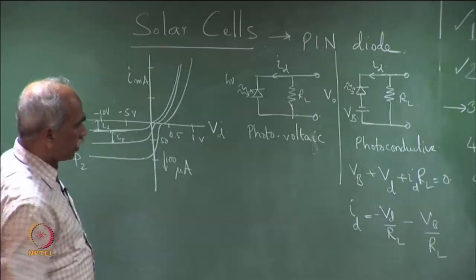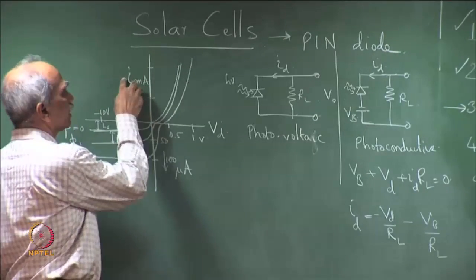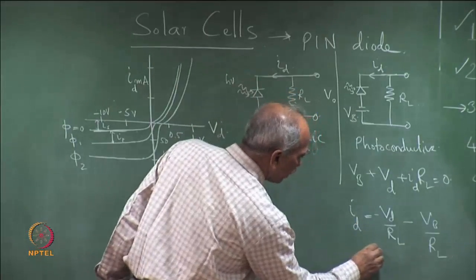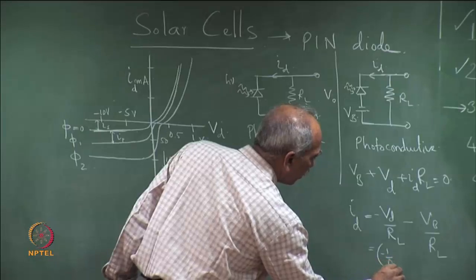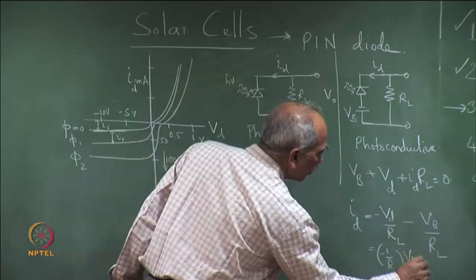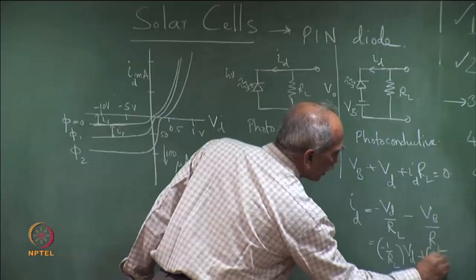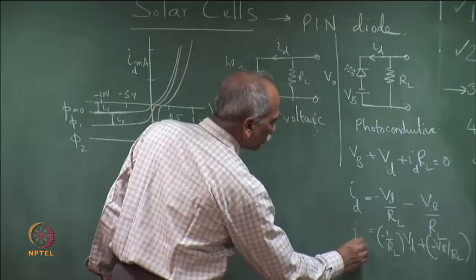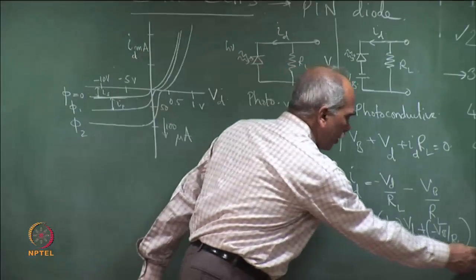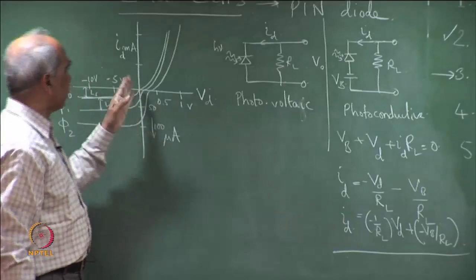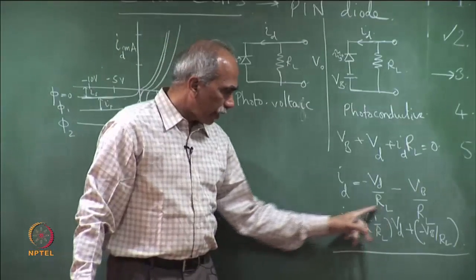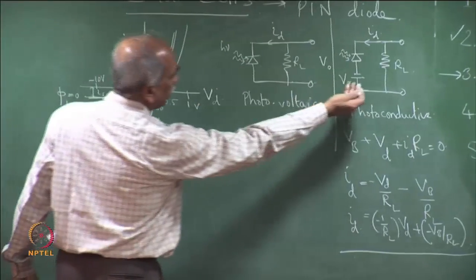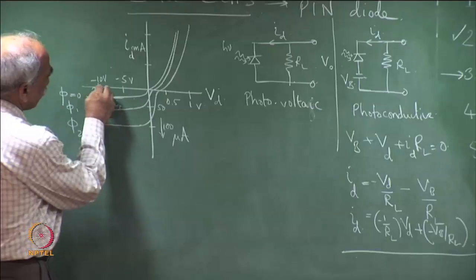So, we plot V_D versus I_D here. This is I_D and this is V_D. So, this is nothing but minus 1 over R_L into V_D minus V_B by R_L. We have already discussed that this is the equation of the load line, y equals m x plus c, the constant. So, in this case if I apply a reverse bias of 10 volt, then the load line would look like this.